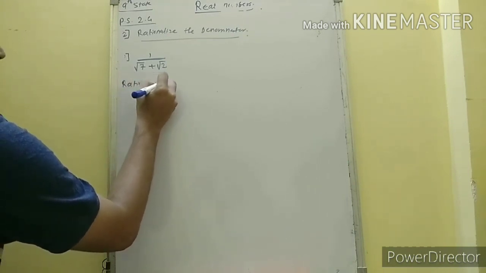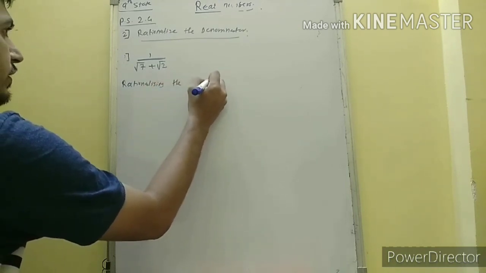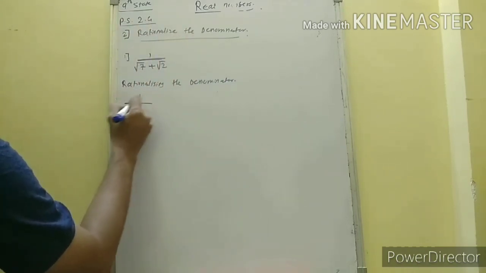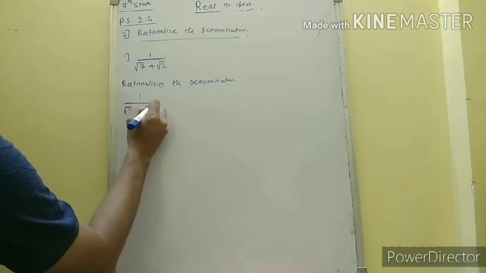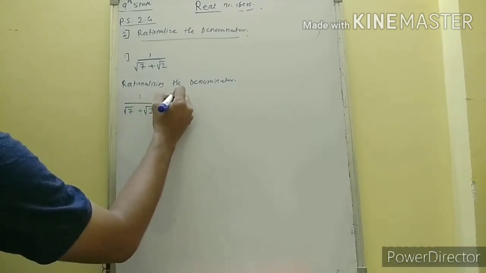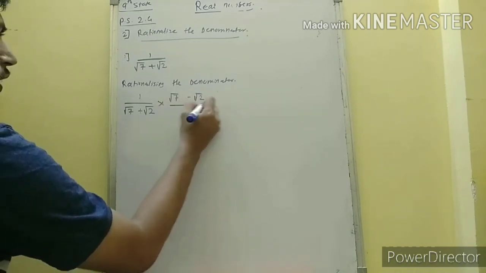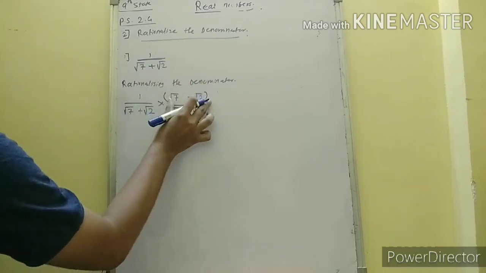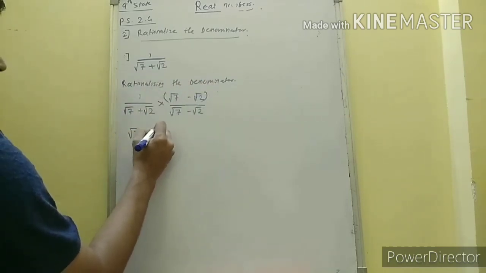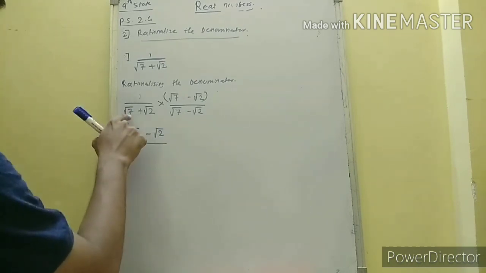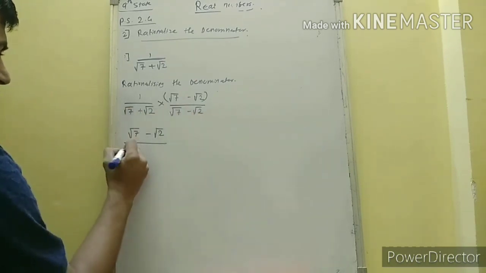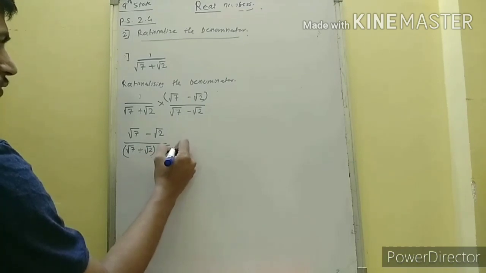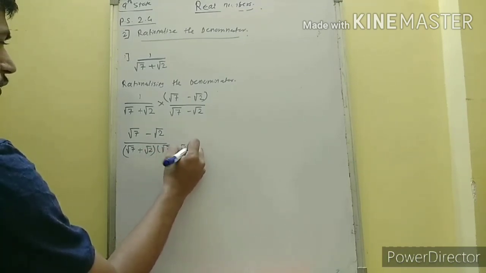Rationalizing the denominator. Okay. So what will happen? 1 upon square root of 7 plus square root of 2 would be multiplied by square root of 7 minus square root of 2 upon square root of 7 minus square root of 2. So 1 multiplied by this whole bracket is the same bracket, because any number multiplied by 1 is the number itself. And over here, see, this is multiplied by this, square root of 7 plus square root of 2 multiplied by square root of 7 minus square root of 2.